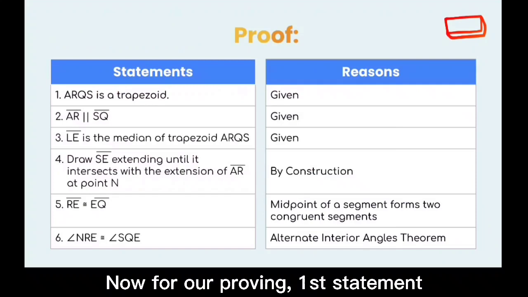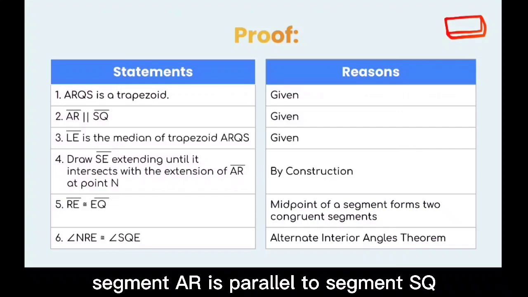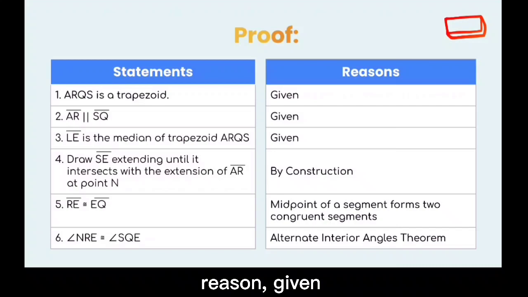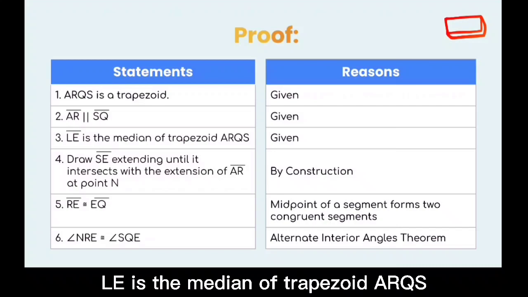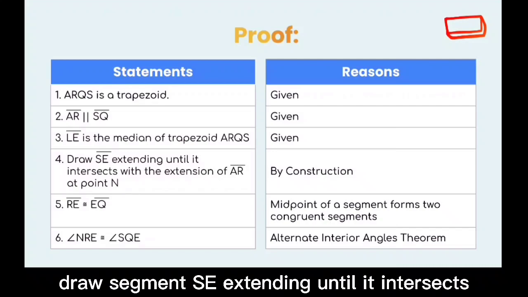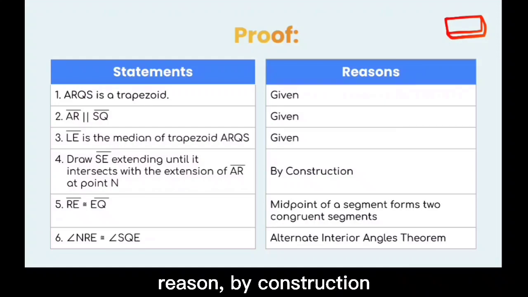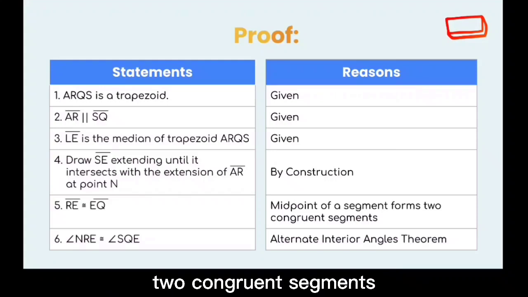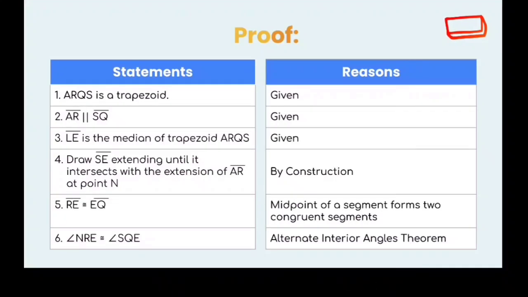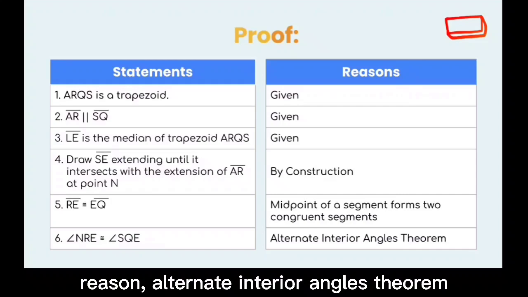Now for our proving. First statement, ARQS is a trapezoid. Reason given. Second statement, segment AR is parallel to segment SQ. Reason given. Third statement, LE is the median of trapezoid ARQS. That is also our given. Fourth statement, draw segment SE extending until it intersects with the extension of segment AR at point N. Reason by construction. Fifth statement, segment RE is congruent to segment EQ. Reason, midpoint of a segment forms two congruent segments. Sixth statement, angle NRE is congruent to angle SQE. Reason, alternate interior angles theorem.